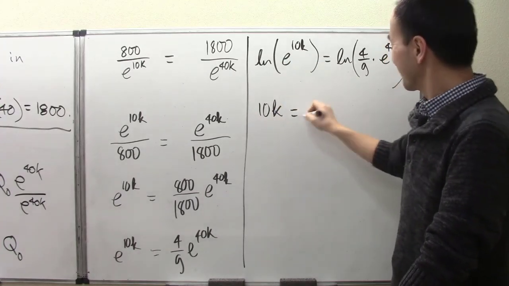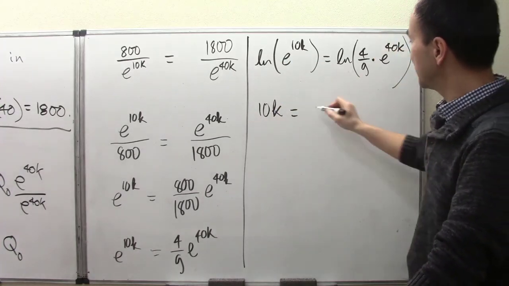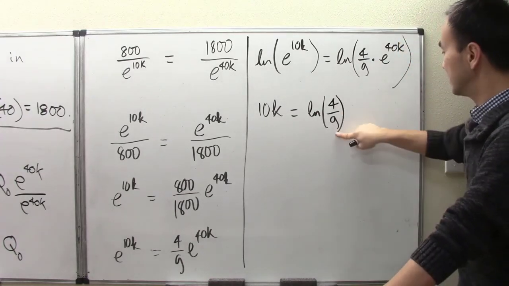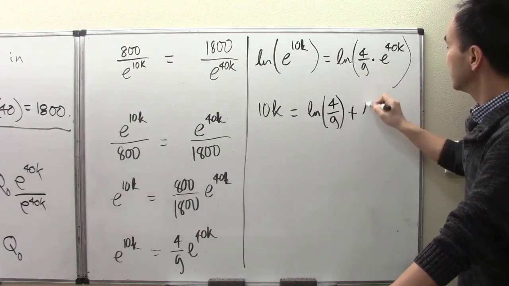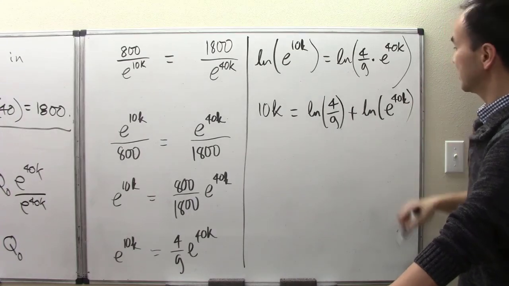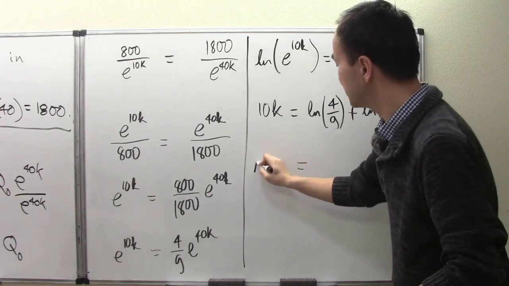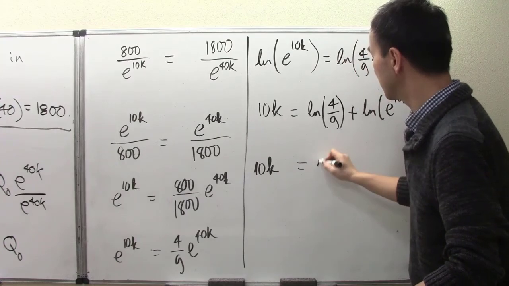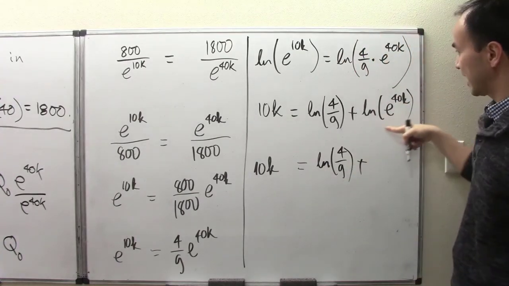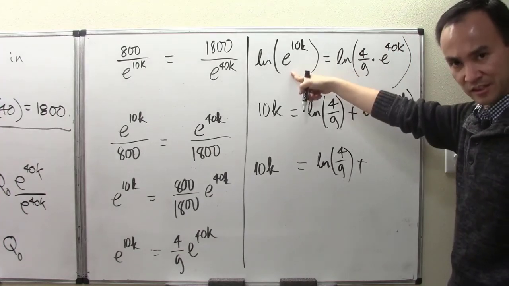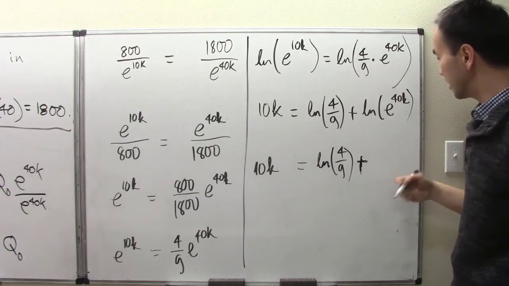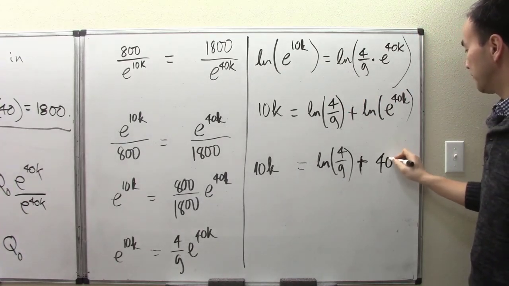All right, right-hand side, I have a product. So that means I have a logarithm of 4/9 as one quantity in that product, plus the natural log of e to the 40k. Okay, and then in my next step, 10k equals the natural log of 4/9 plus, and then this here I can do the similar thing as I did earlier, so that I bring this down according to the logarithm property right here, it becomes 40k.